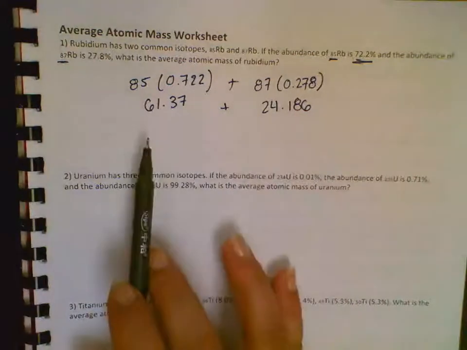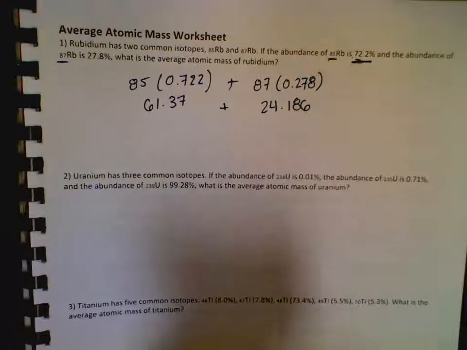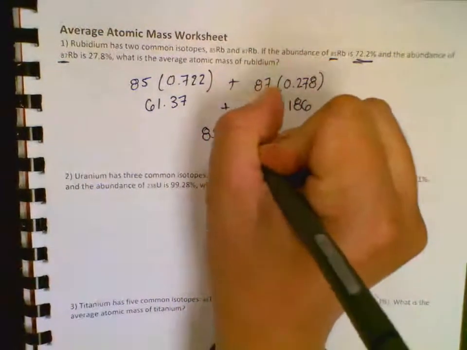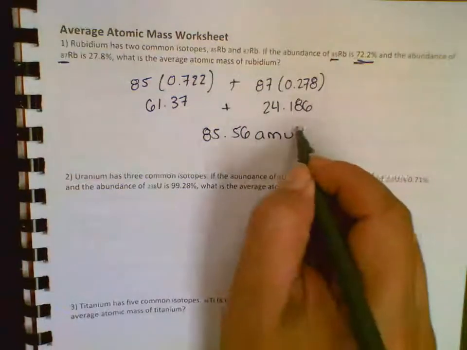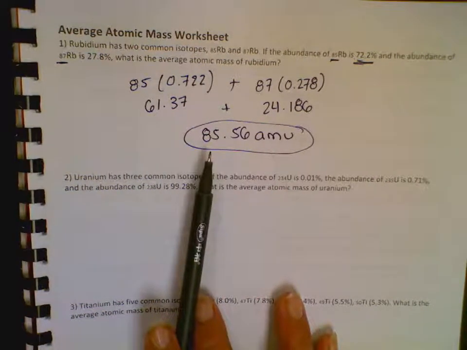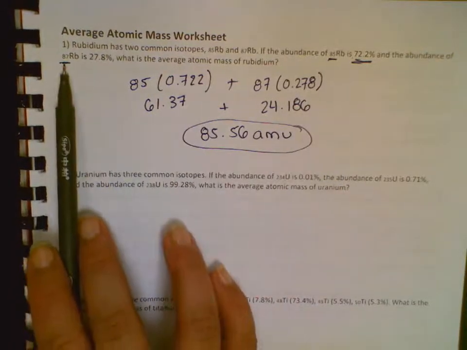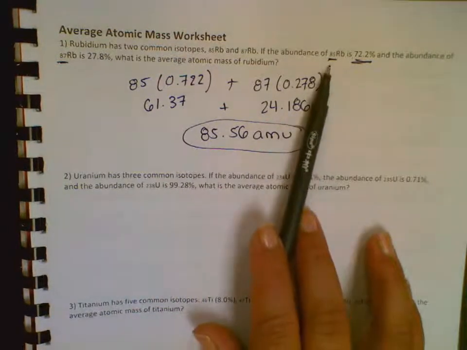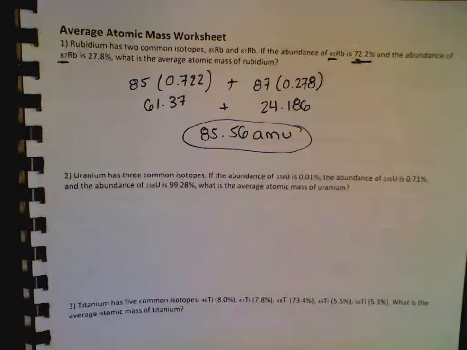We're going to bring down our addition sign. Now we get to add them together. So 61.37 plus 24.186, we get 85.56 AMU. So if we think back to where we started, we said our average atomic mass should be closer to 85 than to 87. 85.56 is closer to 85 than to 87, so it looks like I've done this problem correctly.